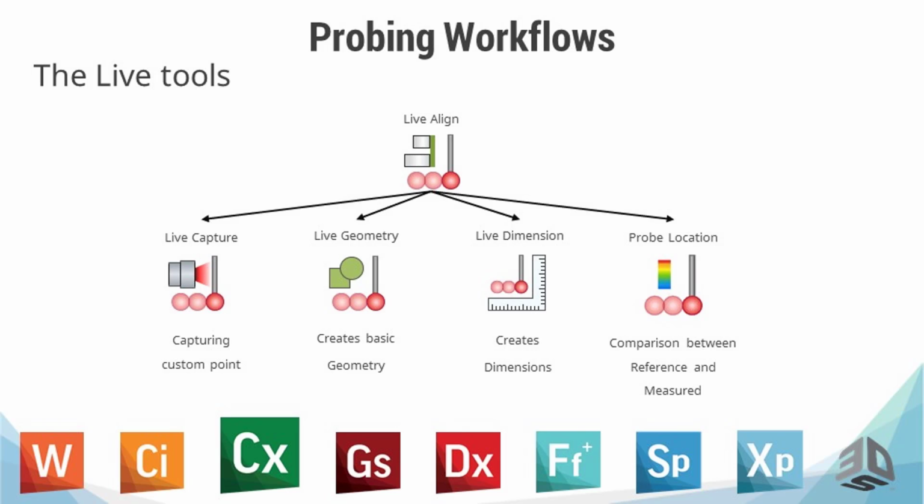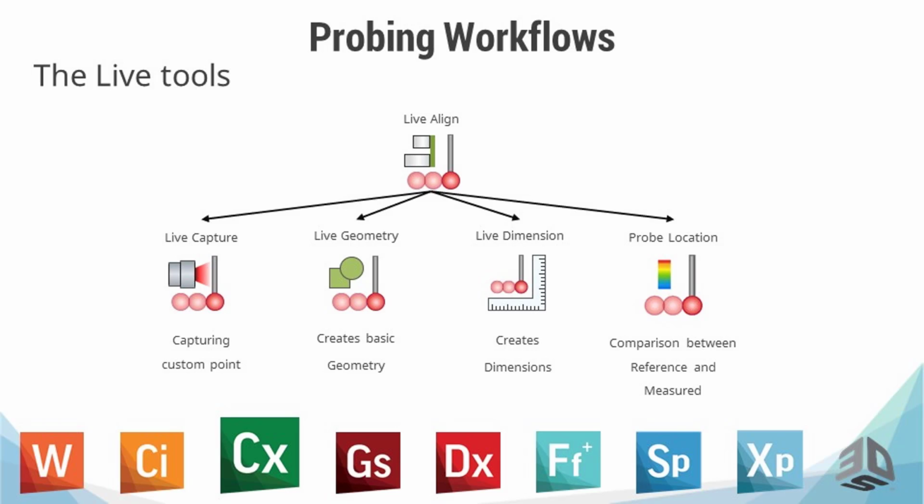Now that we have a basic understanding of compensating correctly, let's talk about the two workflows that we're going to be working with today. The first one is the Live Tools. Live Tools allows you to do things independently of each other, starting with Live Align, which can give you datum alignments, 3-to-1 alignments, or RPS alignments, followed by Live Capture, which allows you to create custom points on any face, Live Geometry, which allows you to create 2D or 3D geometry based on the surfaces, Live Dimensioning, which allows you to create dimensions using your probe device, and then Probe Location, which gives you the ability to create custom comparison points. After Live Align, all of these tools can be chosen at random.